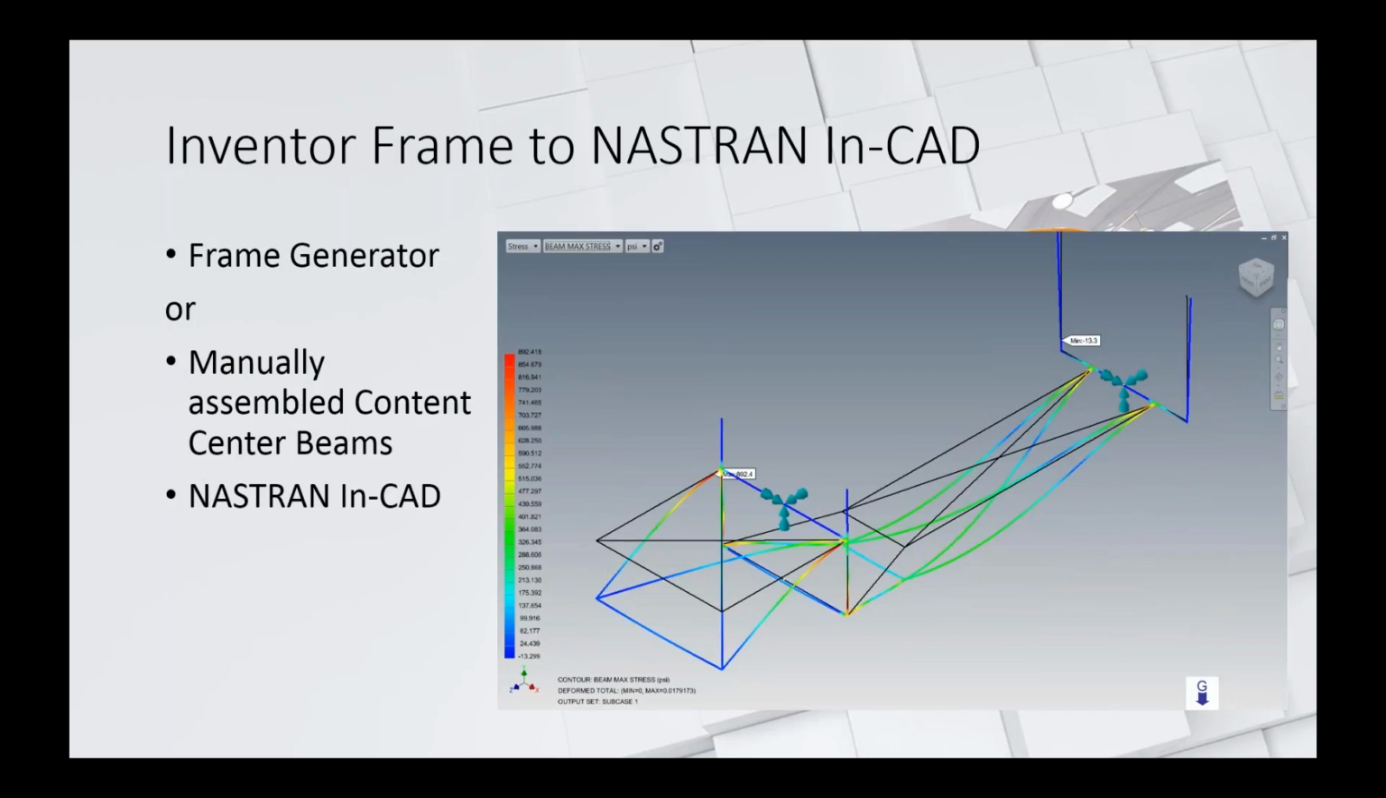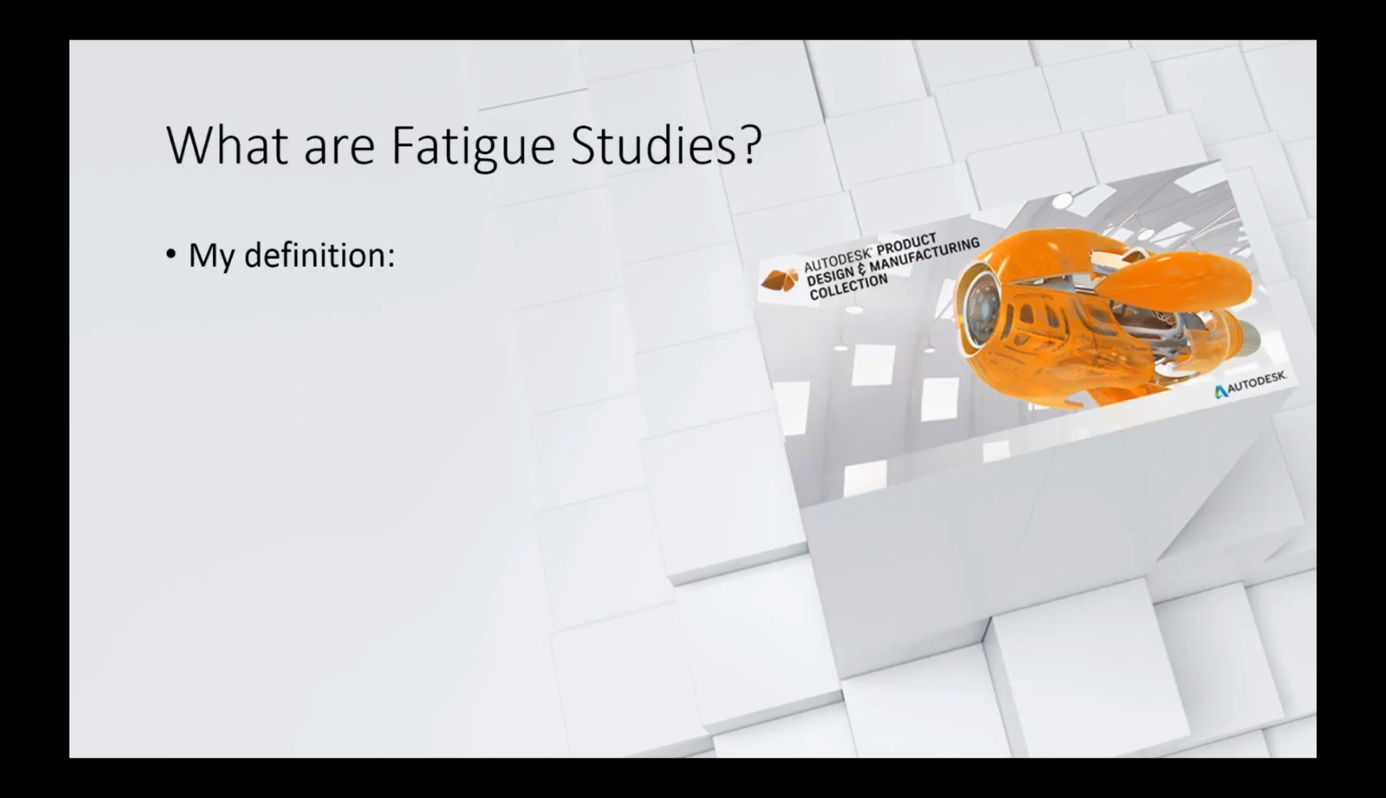Similar type of results. Here I'm showing maximum stress within the beam. Again, you can see constraints being added, various deflections as a result. Okay, thought I had a blank slide in there. Guess not. So that's a look at what you can do with frames and beams.